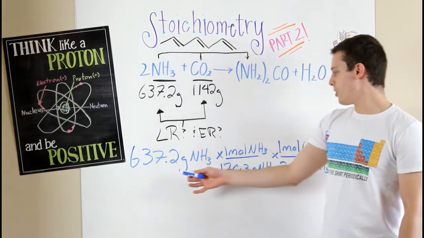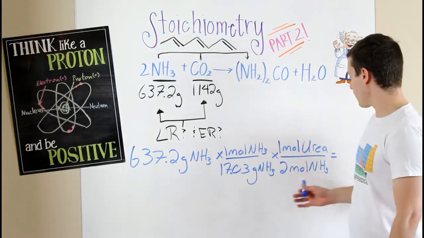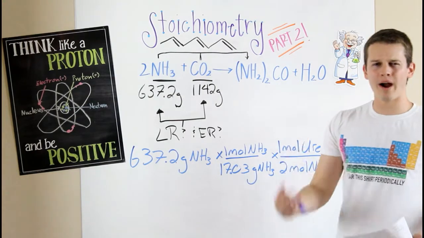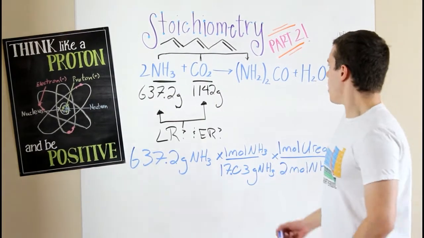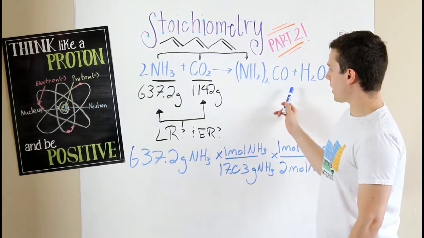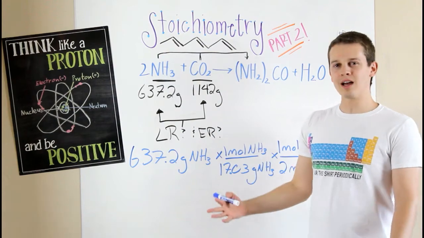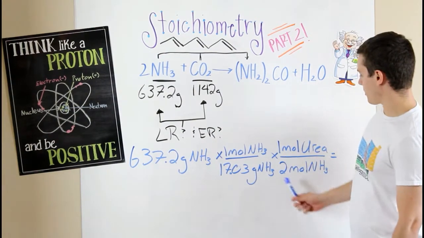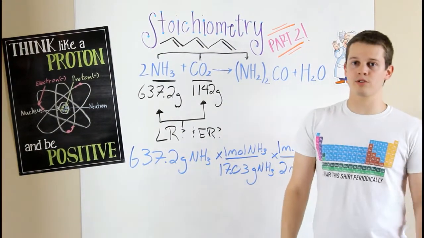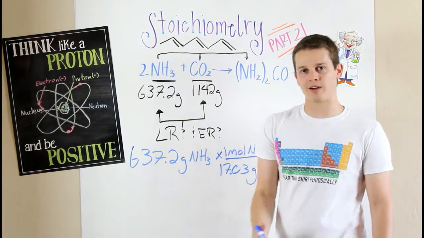Alright, I have the ammonia set up, ready to go to convert it to moles of urea. Now, why do we need to convert it to moles of urea? Well, we need to convert it to one of the two products. And we could go all the way to grams of urea, but it's a lot easier just to stop at a mass to mole conversion. It's less steps, it's less stuff you have to solve for.